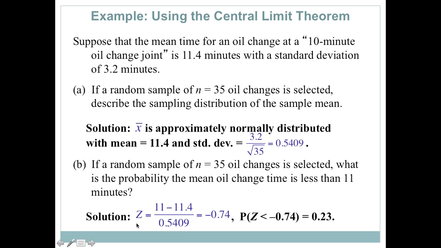So what we do is we calculate a z-score again. So we take what we're interested in, which is our 11, we subtract our mean of 11.4, and we divide by, again, our standard deviation that we calculated. And you get negative 0.74.